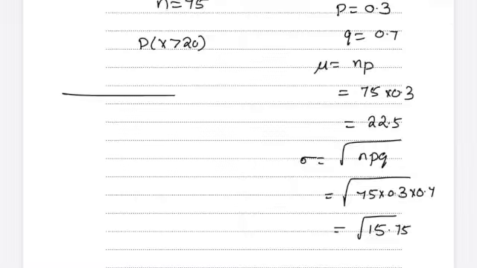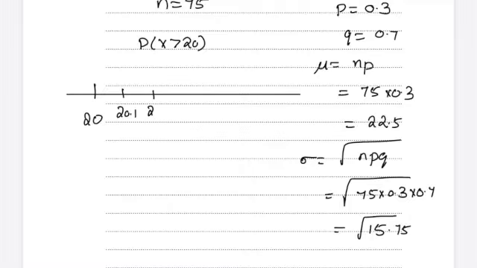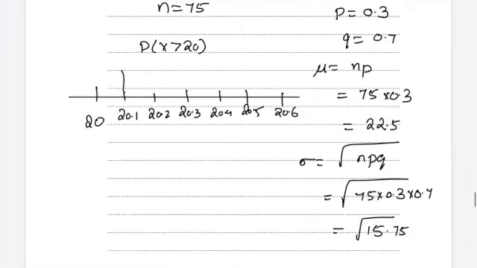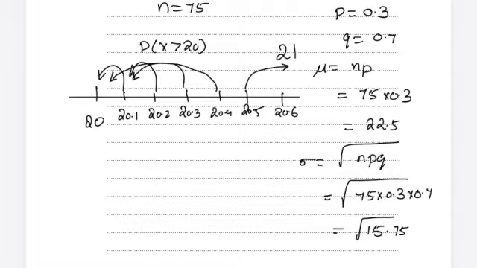Now it is greater than 20. What does it mean, greater than 20? If it is 20, then 20.1, 20.2, 20.3, 20.4, 20.5 and 20.6. Now if I take 20.1, it will be rounded off to 20. 20.2 is also rounded off to 20. 20.3 is also rounded off to 20. 20.4 is rounded off to 20. But 20.5 is rounded off to 21.